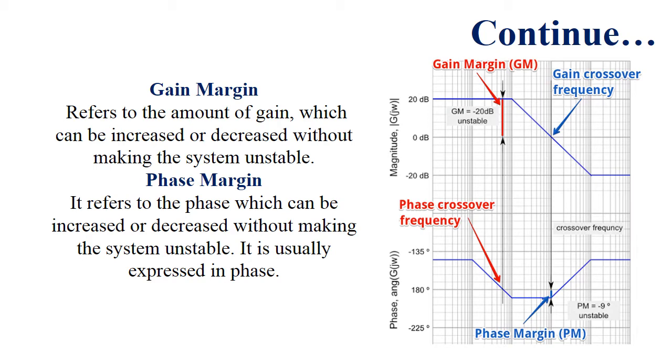Then, what is phase margin? Phase margin refers to the phase which can be increased or decreased without making the system unstable. It is usually expressed in degrees. So if we look at the phase plot, here we have the phase crossover frequency at -180, and our current problem phase occurs at something like -187. So the difference between the phase crossover frequency and our current phase is -9, which is basically the phase margin.